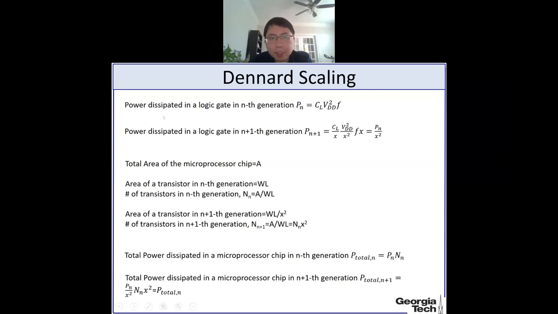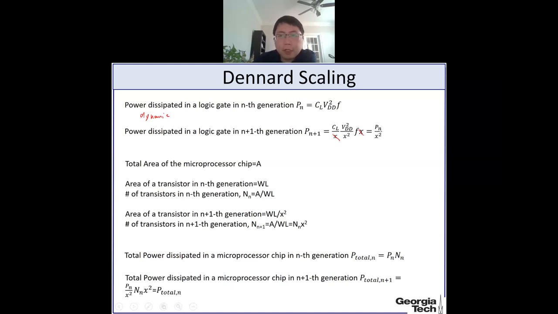Next, let's see the power. Okay, the power is given by this formula. Let's say the dynamic power. You have seen this C times VDD squared times F. So let's do it. CL will become CL divided by X, VDD divided by X, and F, as we showed in the previous slide, will increase by X. So if we do that, then here the power per logic gate, for example, the inverter, will decrease by X squared.